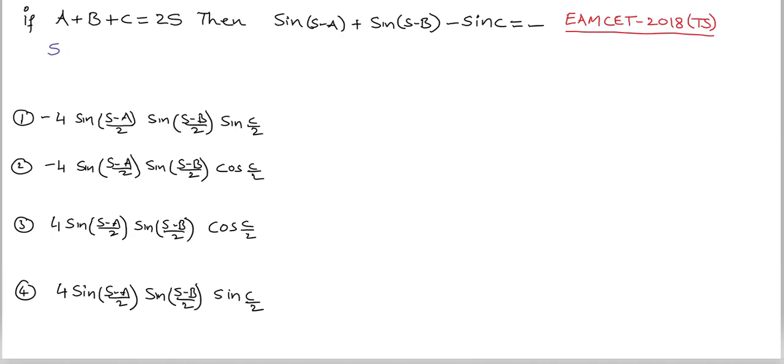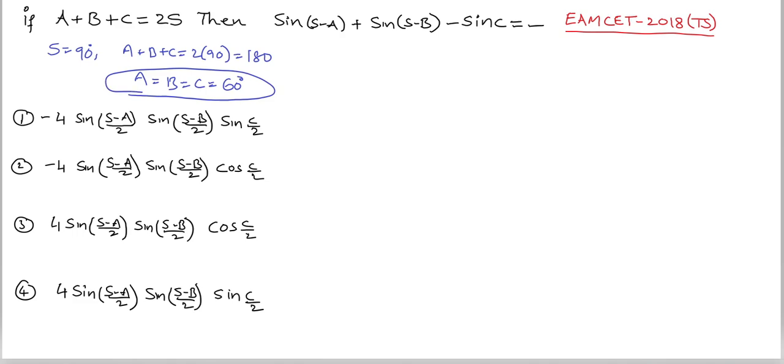Take s is equal to 90 degrees. That is, a plus b plus c is equal to 2 into 90, that is equal to 180 degrees. So a is equal to b is equal to c is equal to 60 degrees. Substitute these values in the given problem.